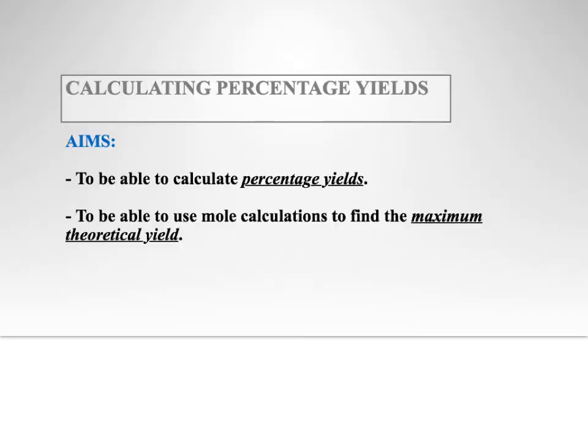Hopefully, having worked through this video clip, you now feel confident that you could calculate a percentage yield. It's fairly straightforward if you're given the actual yield and the maximum theoretical yield. A bit more difficult if you're not given the maximum theoretical yield, but hopefully those last 2 worked examples make you feel like you know the method. You may need a bit more practice though. It's one of those topics where the more practice you do, the better you'll get at it. And the method is the same every time.